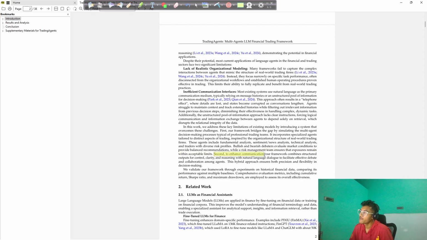Second, to enhance communication, our framework combines structured outputs for control, clarity, and reasoning with natural language dialogue to facilitate effective debate and collaboration among agents. This hybrid approach ensures both precision and flexibility in decision making.